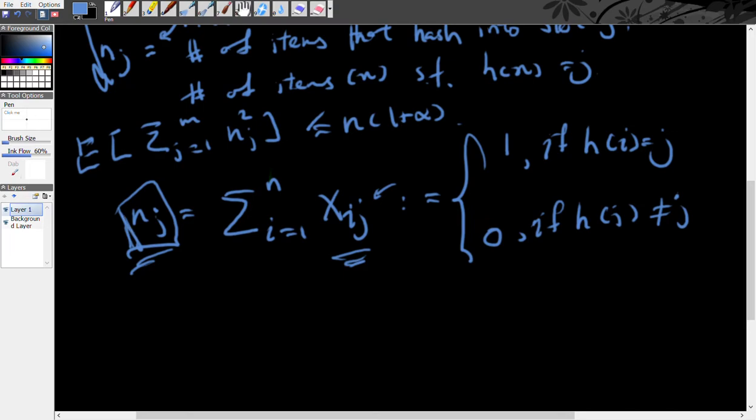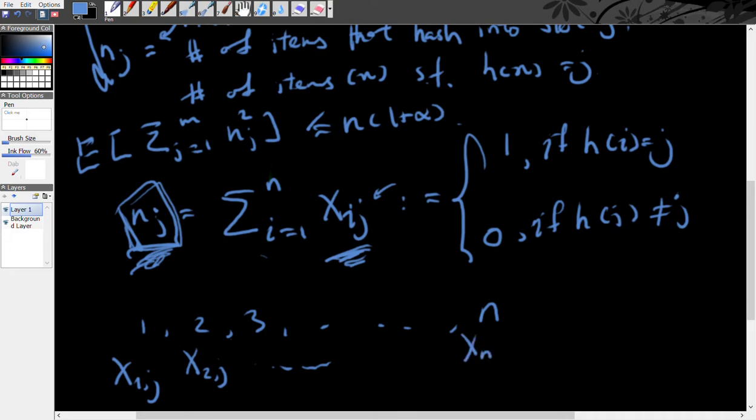So when we want to count the number of items that hash into the j slot, it's like setting an indicator random variable for every item. Let's say you have n items: item 1, item 2, item 3, until item n. For each of these, you set an indicator random variable: x1j, x2j, x3j, and so on until xnj.